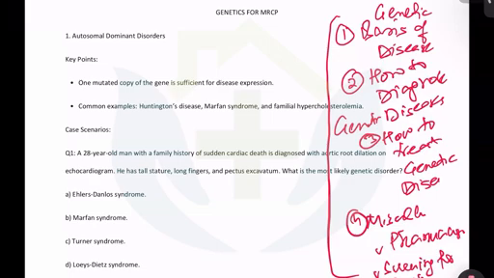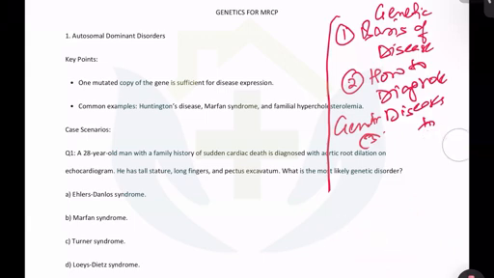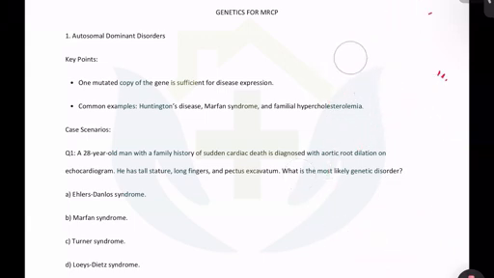Then, of course, how do you treat genetic disorders? That is another thing. And then we will see the miscellaneous pharmacology. Miscellaneous pharmacology means certain enzymes are inherited and they have different types, fast acetylators and slow acetylators. These are all genetics. Okay.